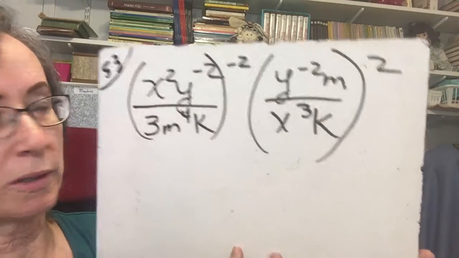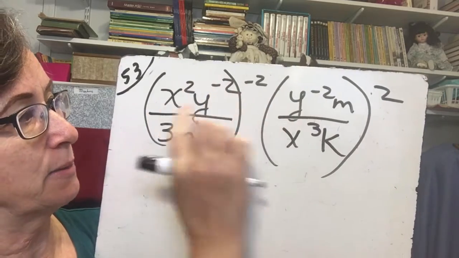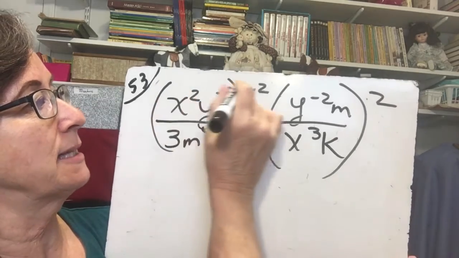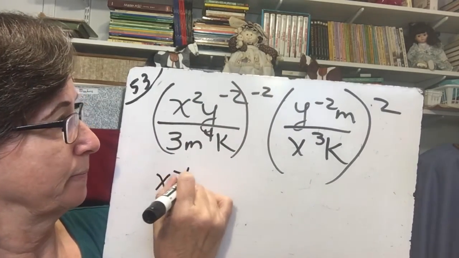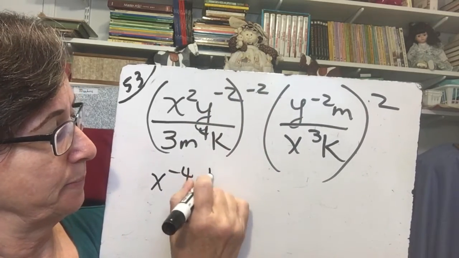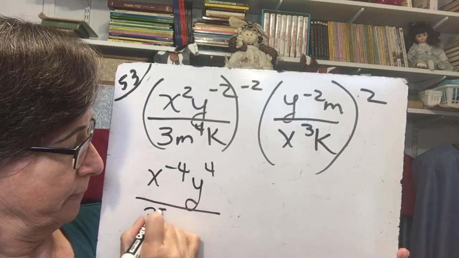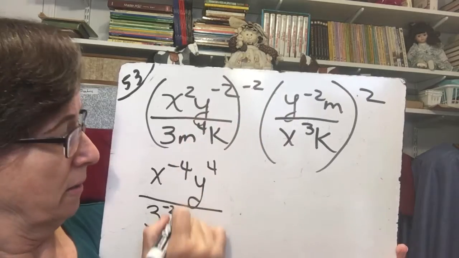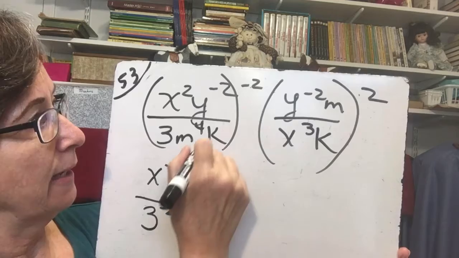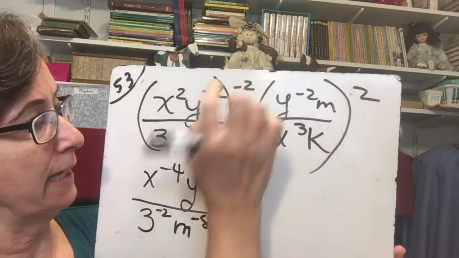Okay, we got a lot of work on this one. So what we're going to do is go ahead and expand this one, and then we've got to put them together. So we've got x to the negative 4, y to the positive 4, over 3 to the negative 2, m, that's a 4 right there, so that's going to be a negative 8, k to the negative 2. Okay, so that's just taking care of that exponent.